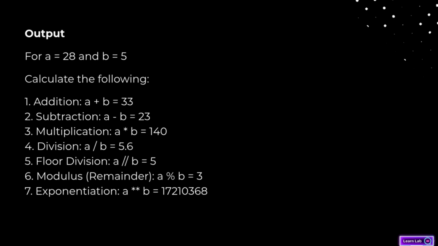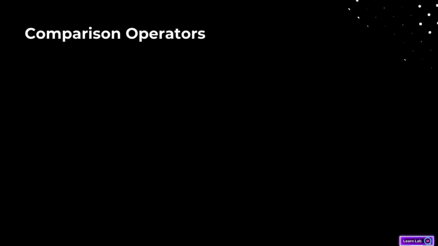Now let's see the comparison operators. Comparison operators in Python are used to evaluate the relationship between two values or variables, known as operands. These operators return a Boolean result, either true or false, based on whether the specified condition is satisfied. Python provides several comparison operators, including double equal to, not equal to, less than or equal to, greater than or equal to, less than, and greater than.